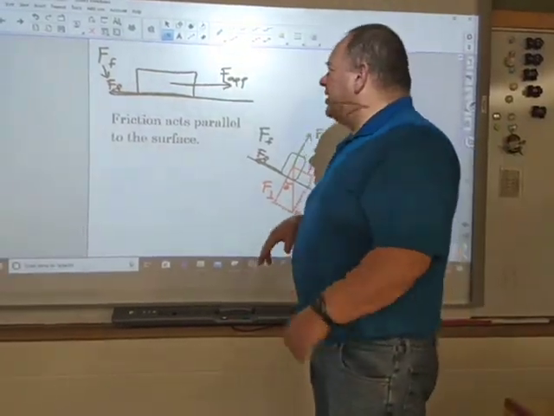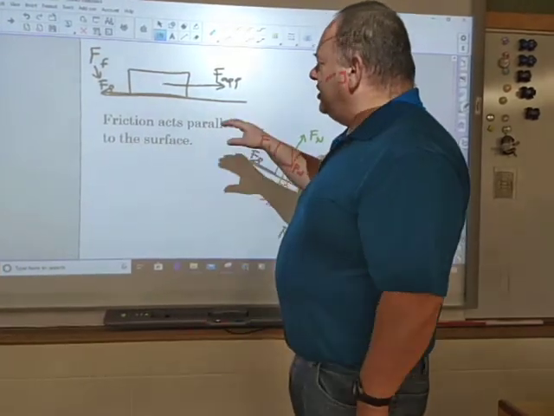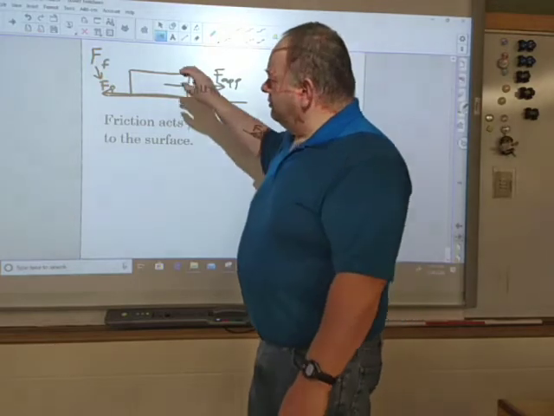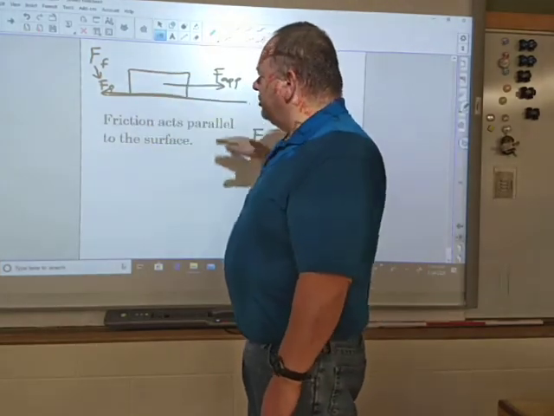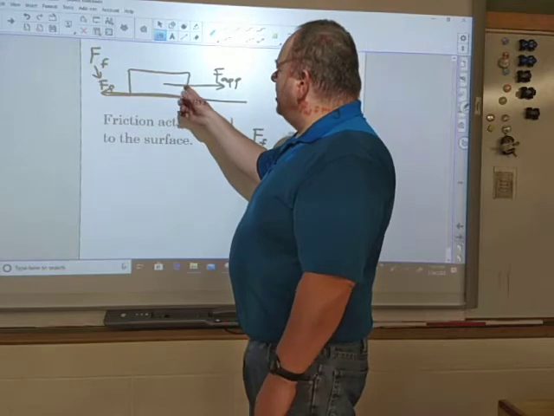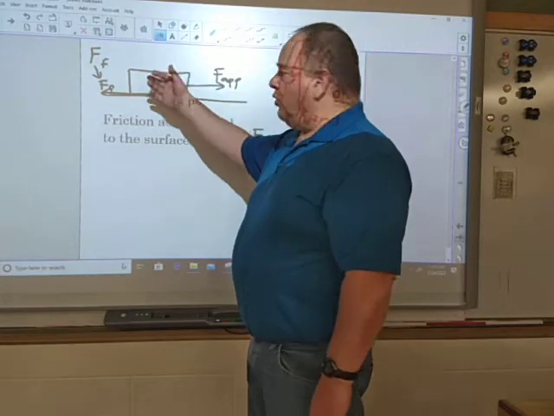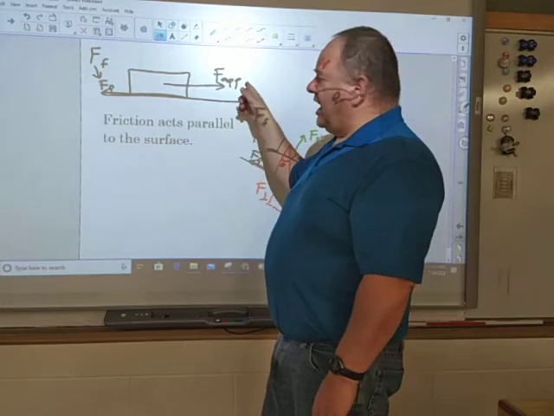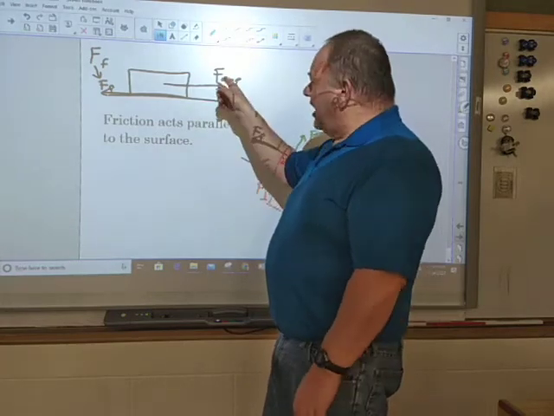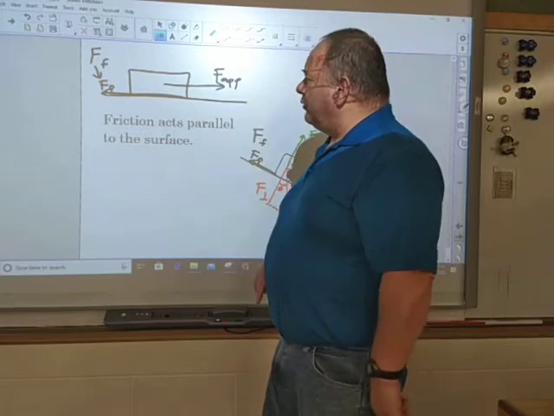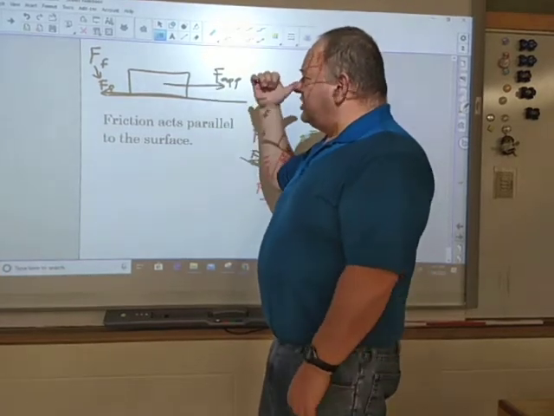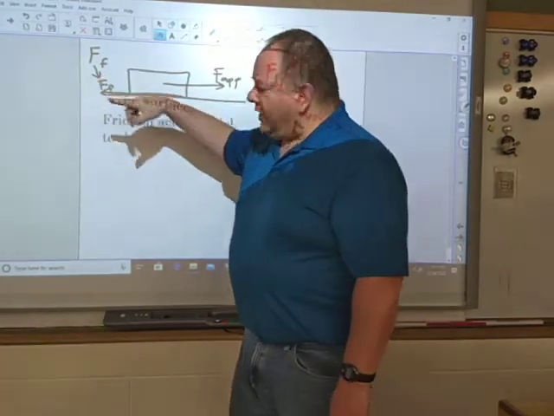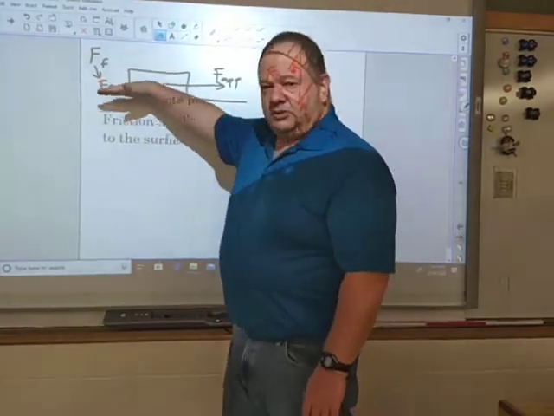All right, another property of friction is that friction acts parallel to the surface. So here's a block on a surface. If I apply a force to the block, pulling one way, so I use my symbol F sub APP for applied force. F is force, there's my applied force. If I'm applying a force this way, the friction is trying to keep me from moving, and the friction is going that way, and the friction is always parallel to the surface.